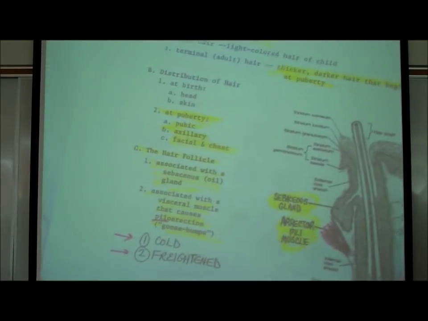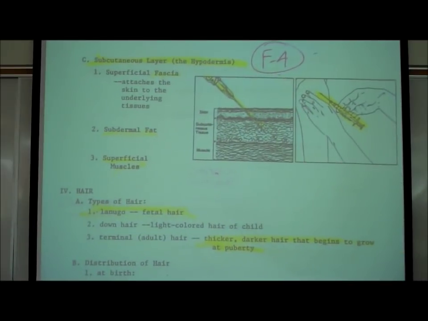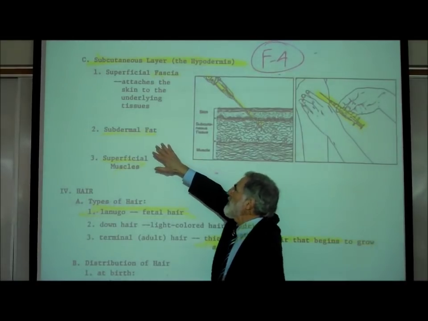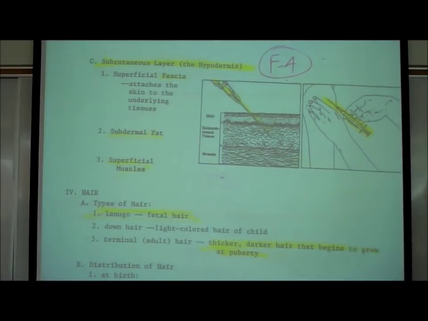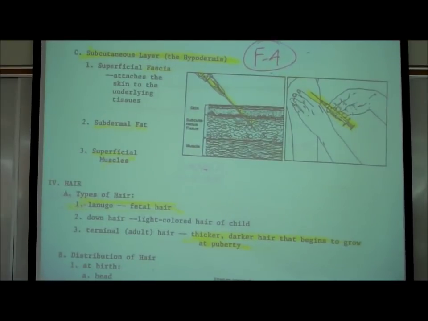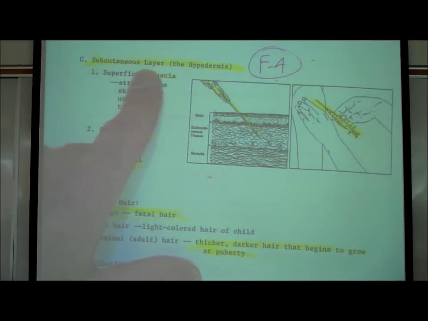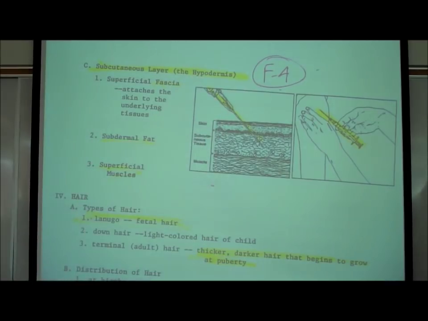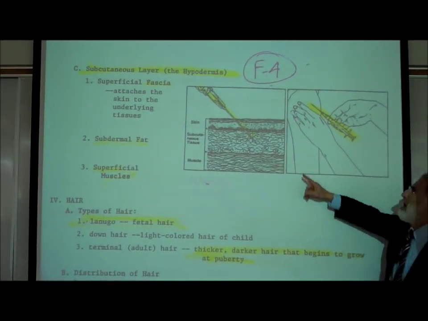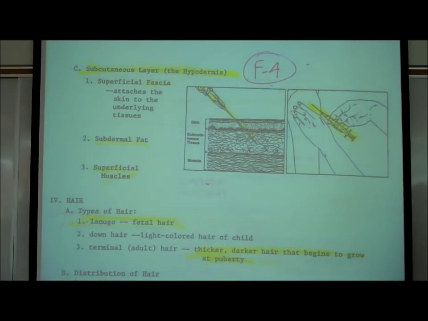On page F4, subcutaneous layer, we've already learned that there's subdermal fat. We're going to be learning about what's below the skin besides subdermal fat or subcutaneous layers. We've heard this term hypodermis, which is another word for subcutaneous. Subcu means below the skin, hypodermis means under the dermis. All of us have heard the term hypodermic syringe, and that's where you give an injection under the dermis.